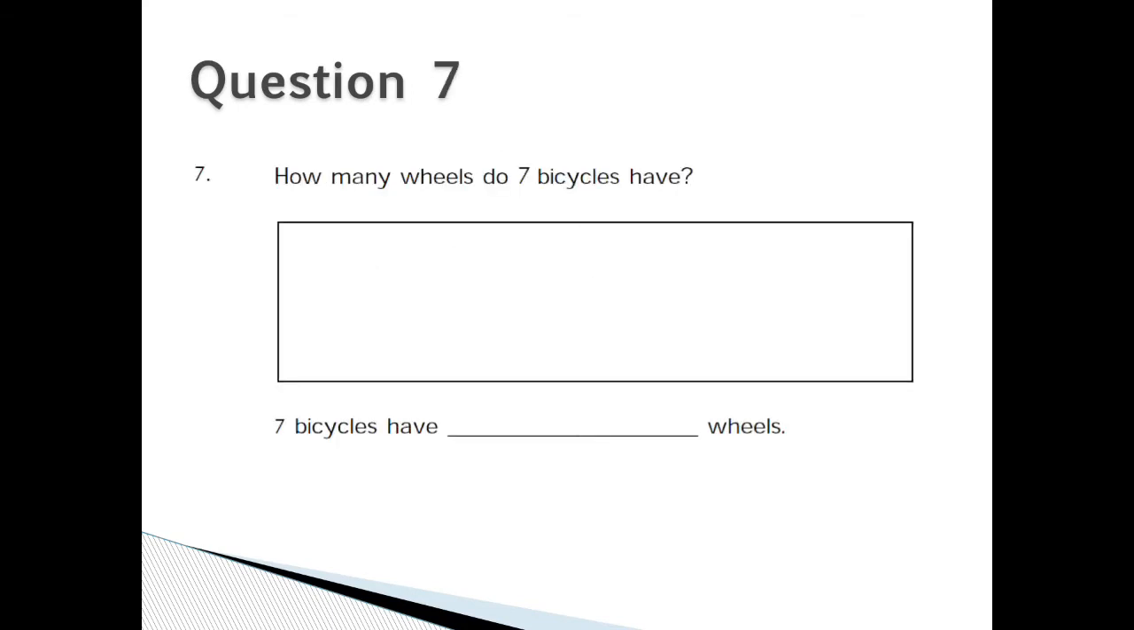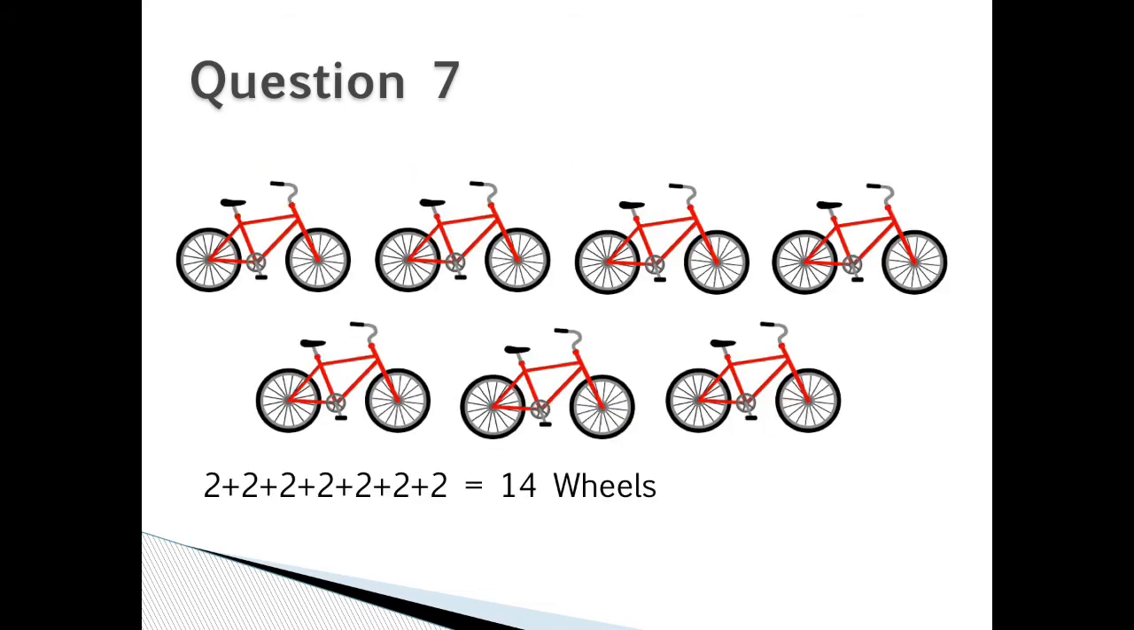For question 6. How many wheels do 7 bicycles have? 7 bicycles have so many wheels. Each bicycle has 2 wheels, so 2 plus 2 plus 2 plus 2 plus 2 plus 2 plus 2 is equal to 14 wheels in total.